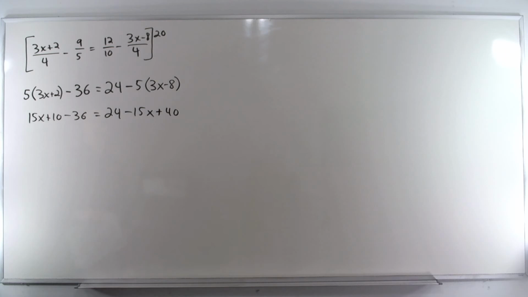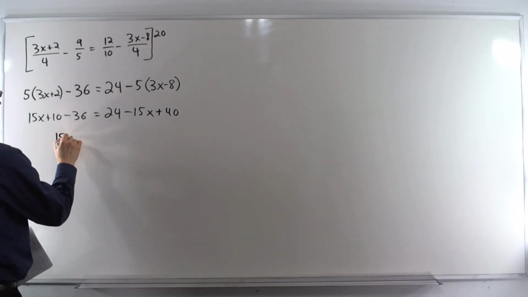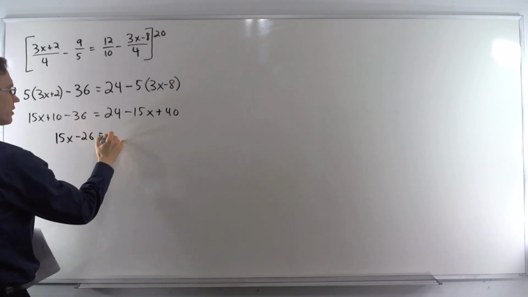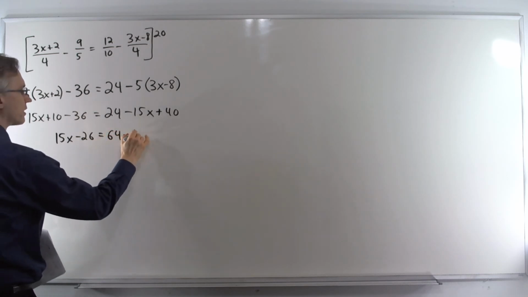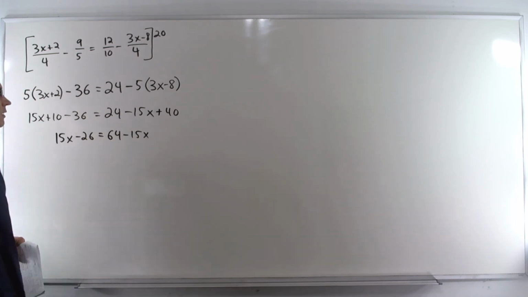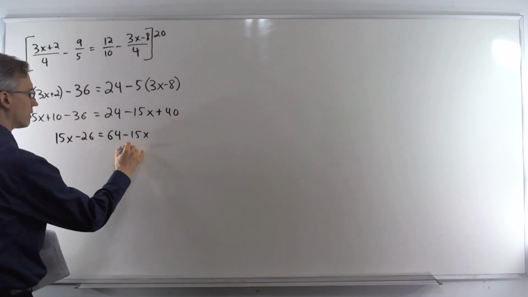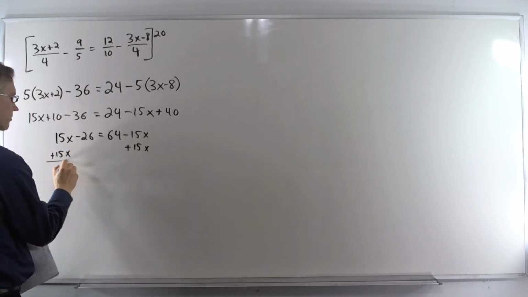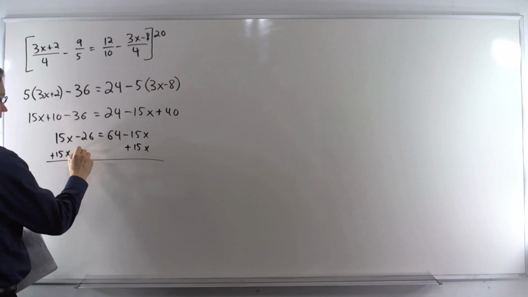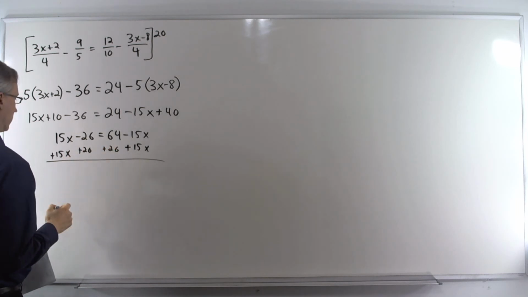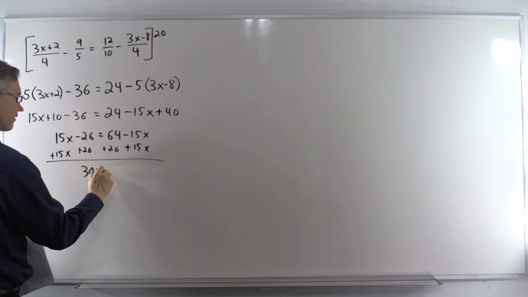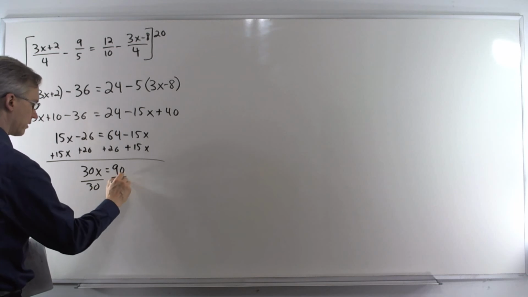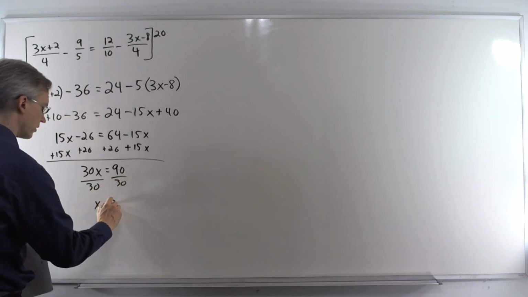All right, now we can combine like terms. 15x plus 10 minus 36 is 15x minus 26. And 24 plus 40, that is 64, minus 15x. All right, now I'm going to get the variables to the left, numbers to the right. So that gives us 30x on the left, and on the right, 90. Divided by 30, and x equals 3.